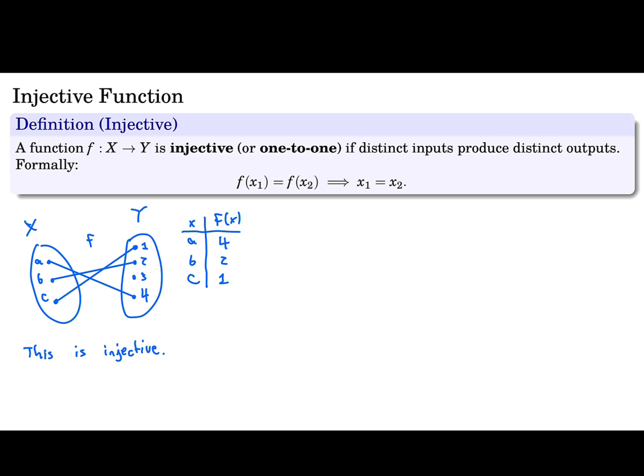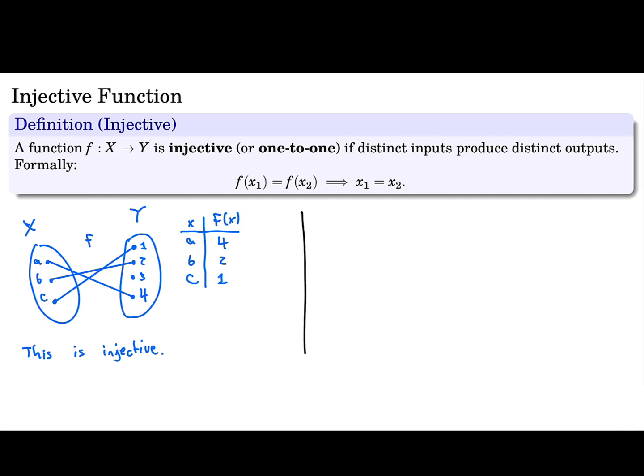Another way of seeing this is if you do a table like this, the column with the f of x, all the elements are different. So there's no repetition here, and that guarantees that the function is injective. Now, let's look at a different function.